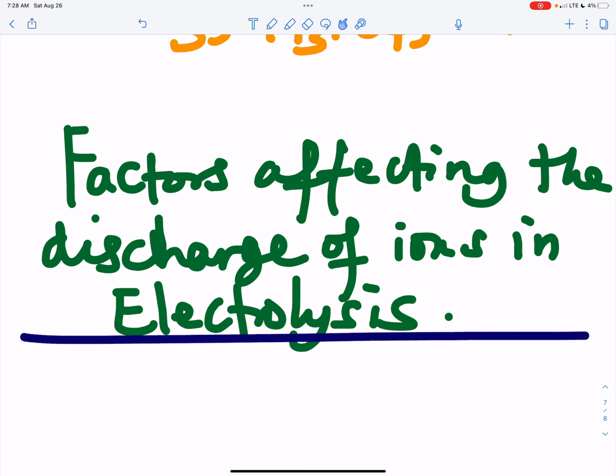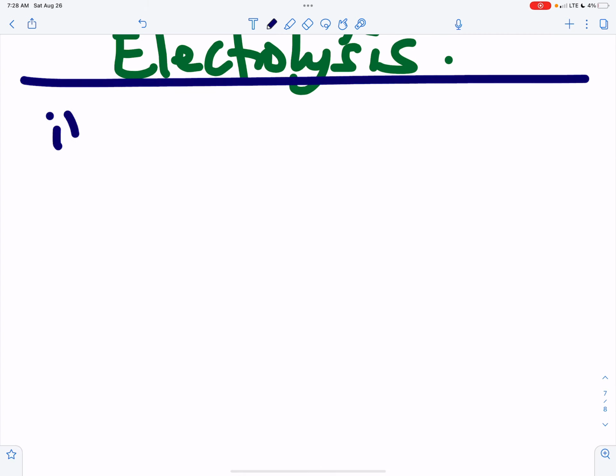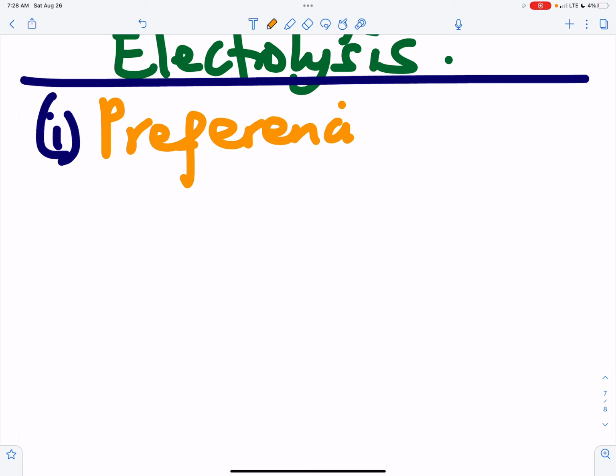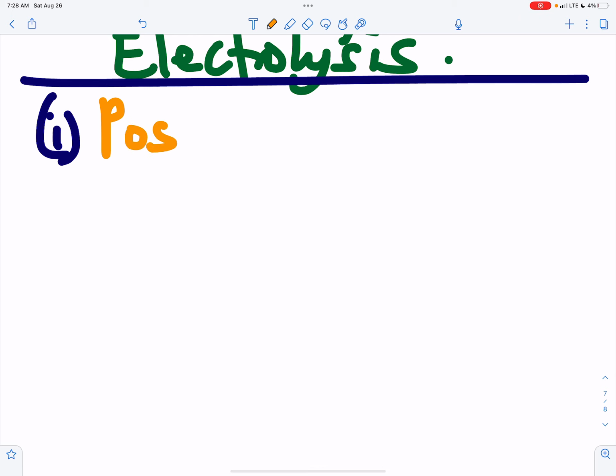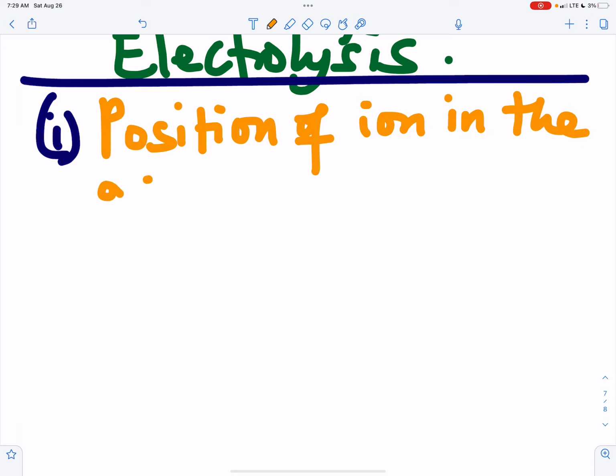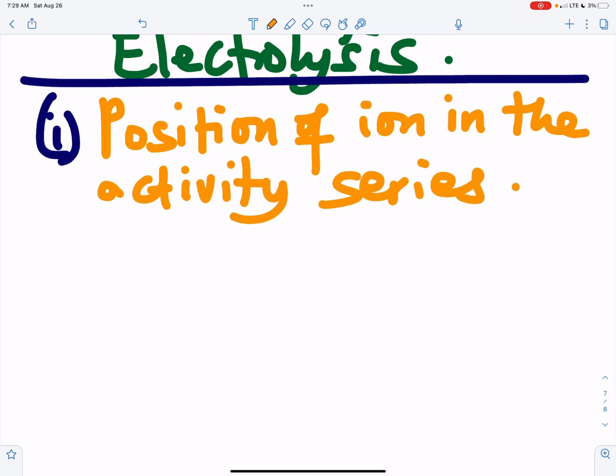As we mentioned earlier, in some electrolysis you have up to two ions drifting towards the same electrode. So number 1 is preferential discharge, or let's say position of ions in the activity series. That's number 1.